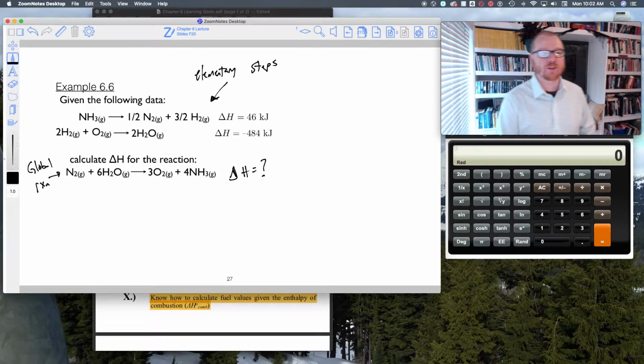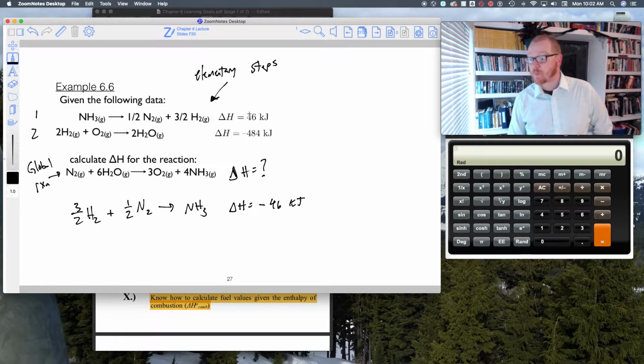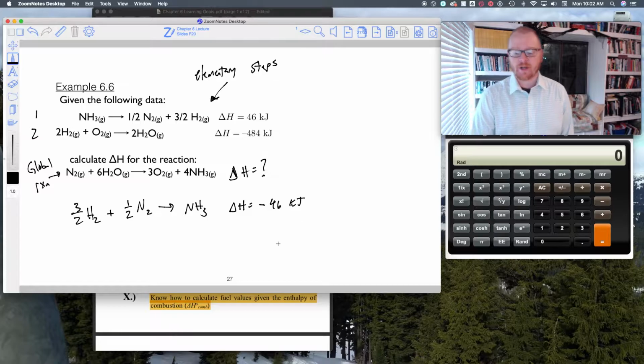So the first thing that I want to do is take this step number 1 and flip it. Okay? So I'm going to write it as the following. I'm going to write it as 3 halves H2. I'm going to skip writing the phases for now just to make life a little bit easier. And so I'm just writing this above reaction in reverse. Okay? And when I do that, it changes the sign of delta H. So up here it was positive 46 kilojoules, but when I flip it, it becomes negative 46 kilojoules.